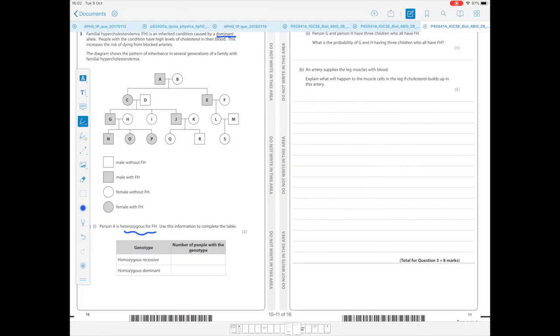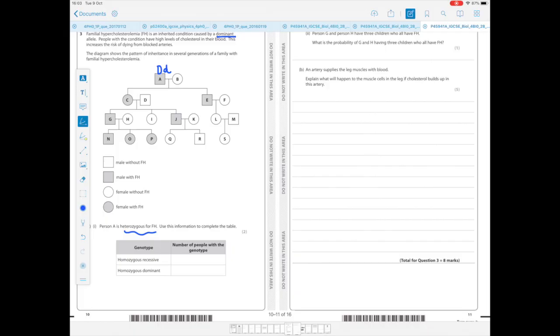So let's start by labelling the genotype of person A, and we are going to use the letter D. It doesn't matter what letter you use, but I'm going to use the letter D because you can easily see the difference between a capital D and a small d. So labelling their genotype, this is what they look like, so big D, small d.